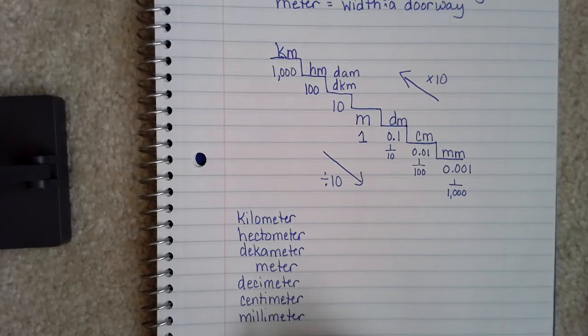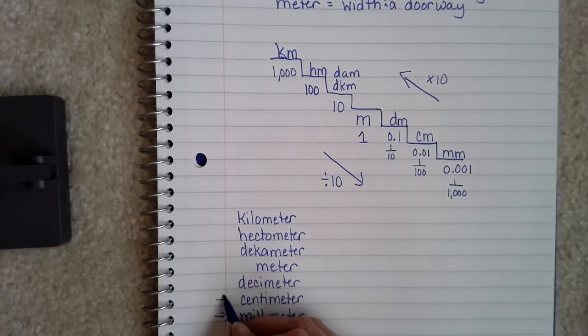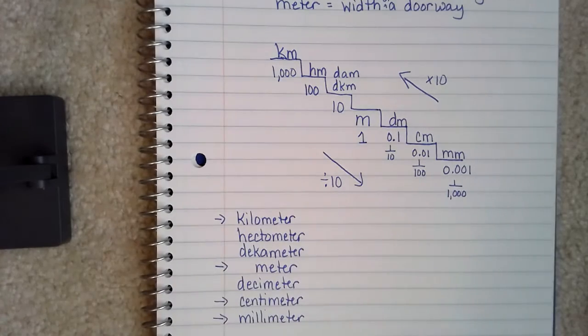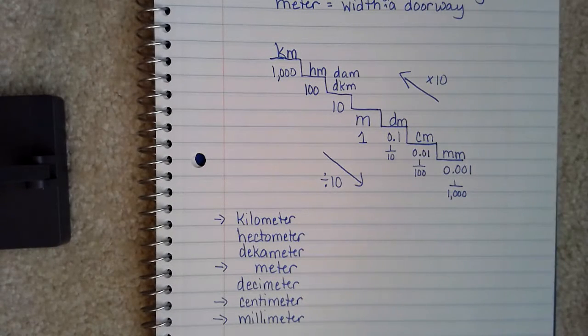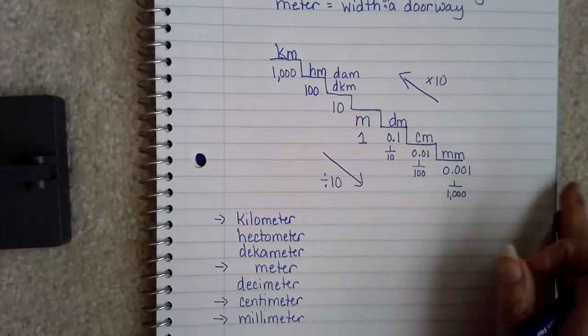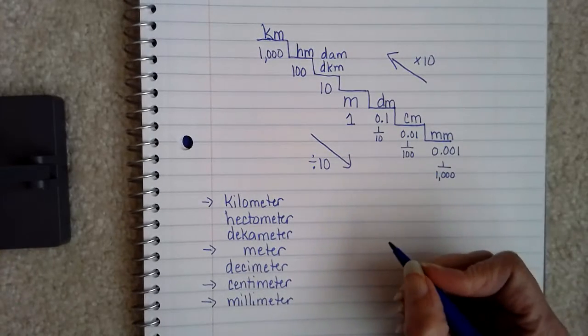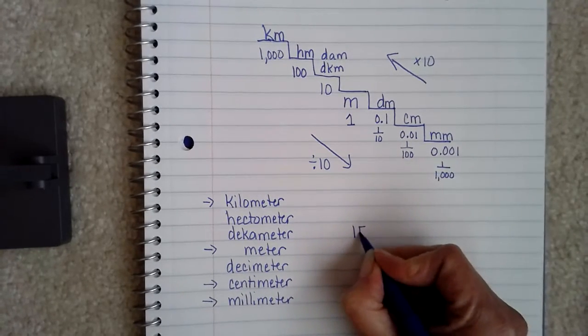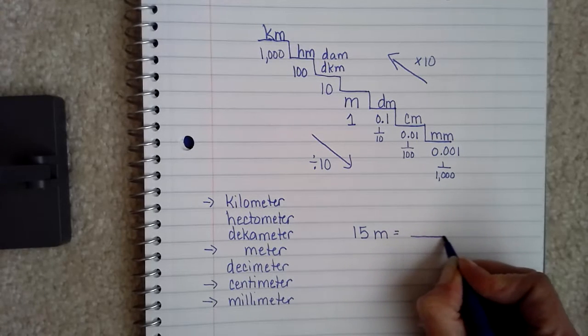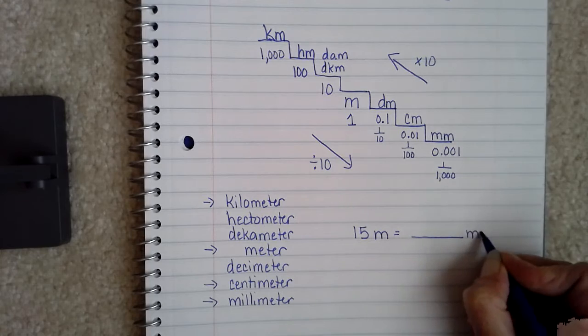Most of the ones that we're going to be dealing with in math in 5th grade are millimeters, centimeters, meters, and kilometers. Those are going to be the ones you see showing up in the math problems. I want to show you how to use these steps. This is why I like to have the steps. If I said I have 15 meters equals how many millimeters?